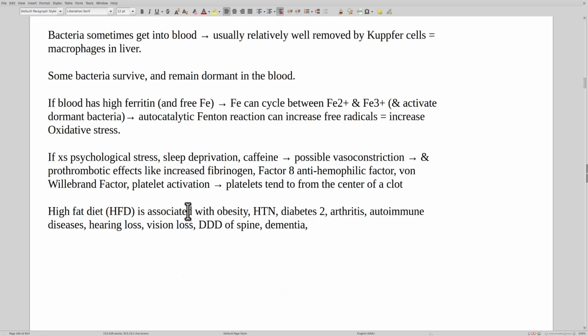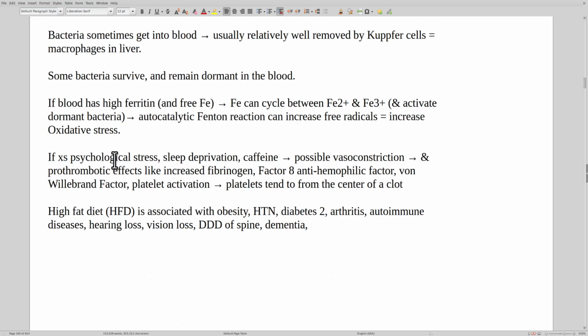Some bacteria are dormant in the blood, and the relevance of dormant bacteria is they can be reactivated if there's elevated blood iron. And if you have elevated blood iron, free iron in the blood, that's bad. Iron's kind of like gas in a stove. It's good when you have it in the spot where you need it, but it's not good elsewhere. And it can cycle the iron. This is called ferrous redox cycling, back and forth between Fe2+ and Fe3+. And that can activate dormant bacteria. That also can damage tissue by generating free radicals, and that'll increase oxidative stress. Oxidative stress just means you've got more oxidants than antioxidants, and they can damage the tissues.